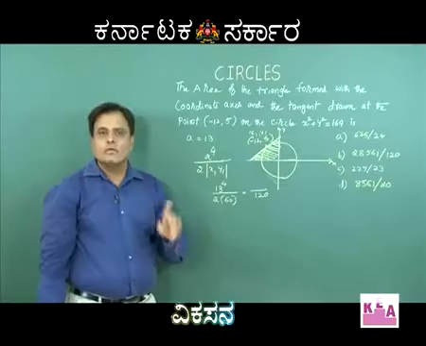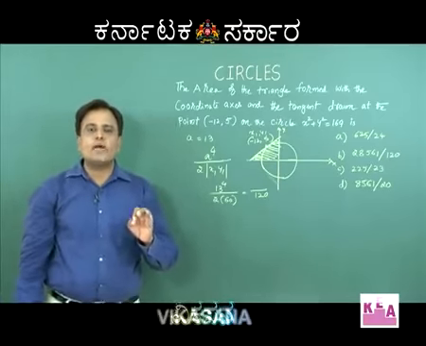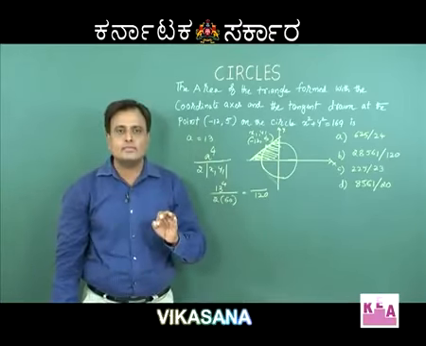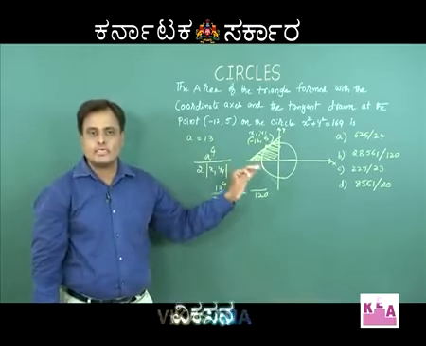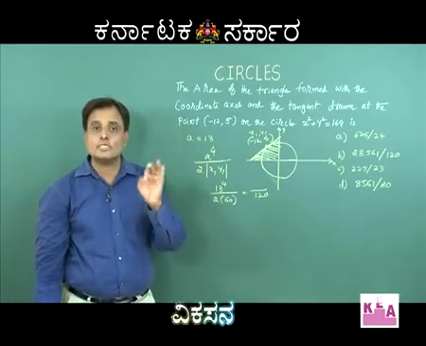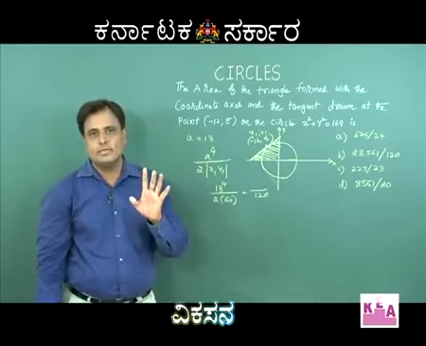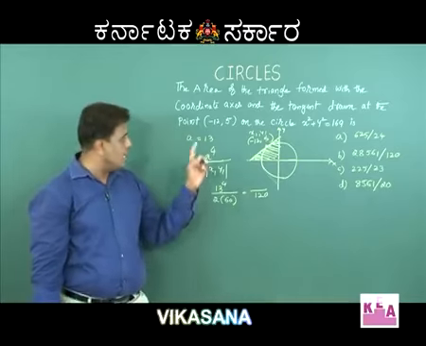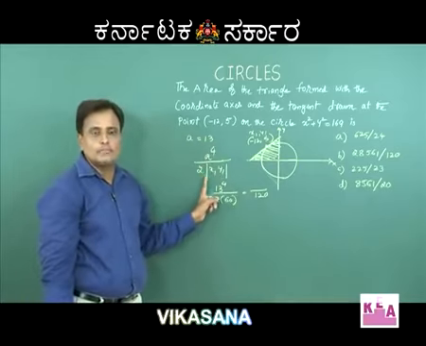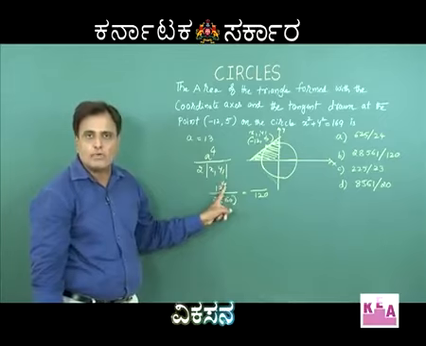Again I will tell you, whenever you need to find the area of the triangle which is formed with the coordinate axes and the tangent drawn to the circle whose center is at the origin, the direct technique is a raised to 4 upon 2 times the modulus of x1 y1.